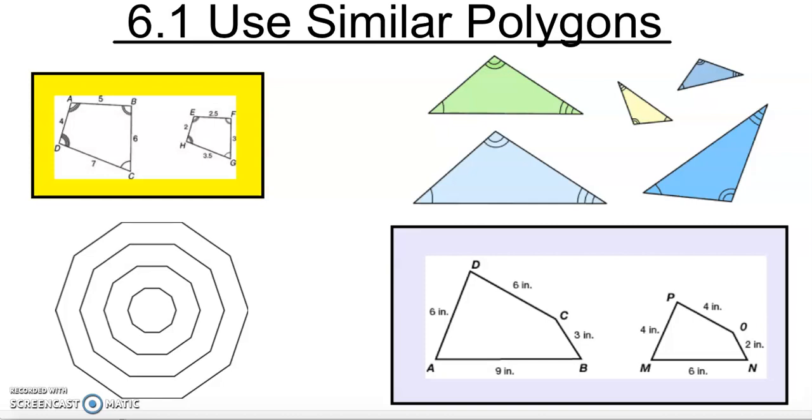This is the presentation for the beginning of Chapter 6 using similar polygons. So what we're going to start studying in this chapter are polygons that are similar to each other. And we've talked about congruent triangles, and congruent is different than similar. So what we're going to do first is take a look at what's exactly different between figures that are congruent and figures that are similar.